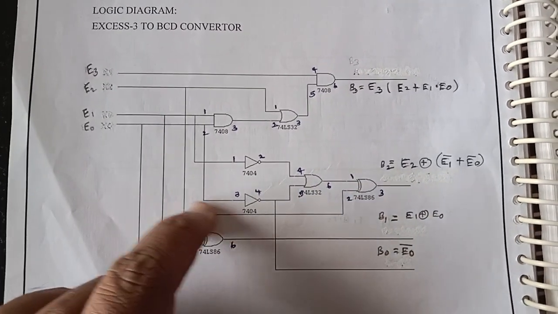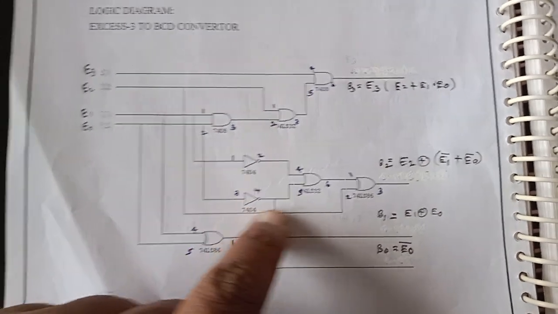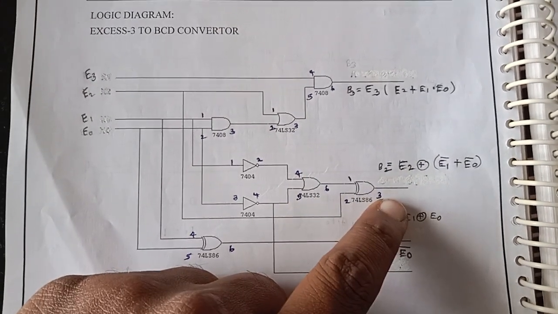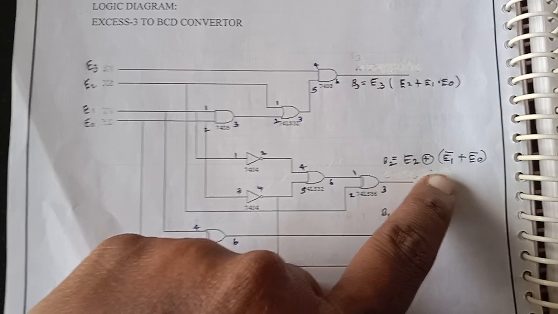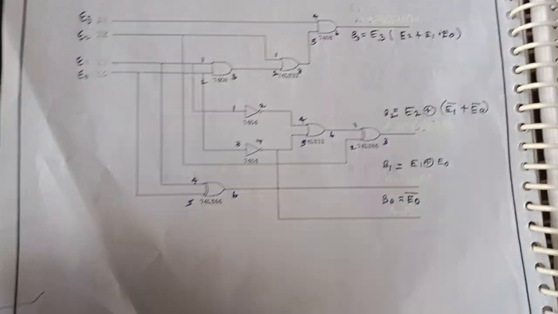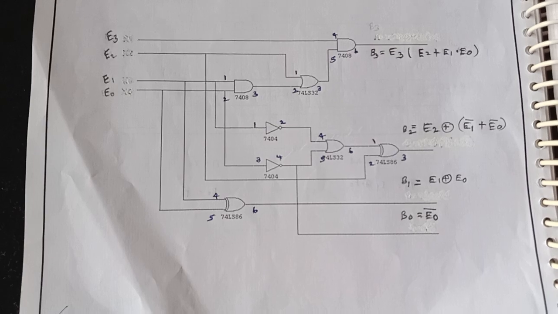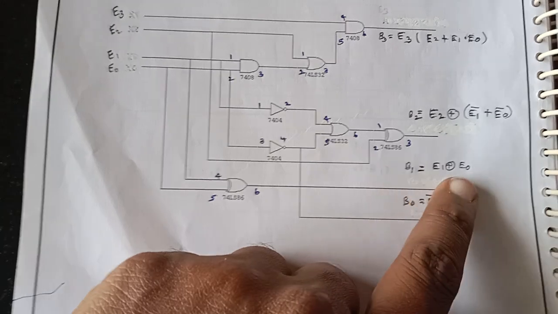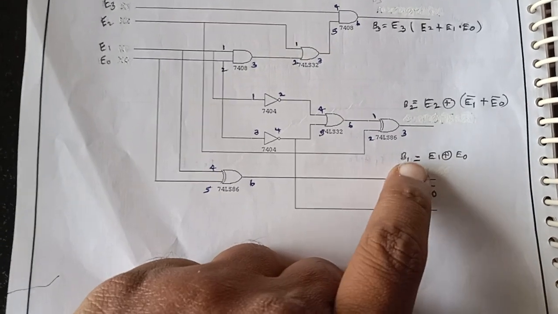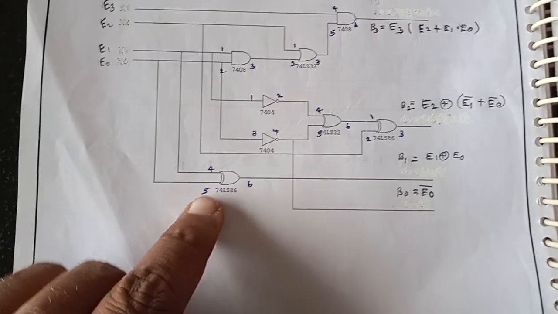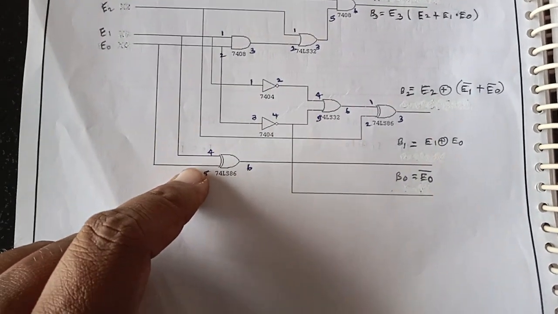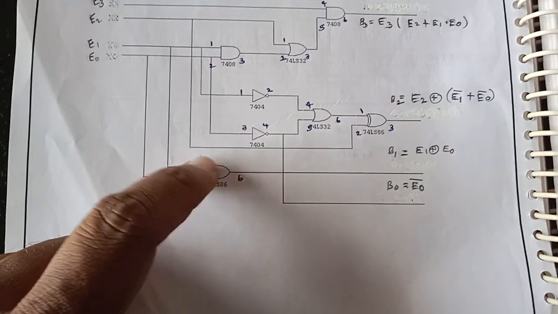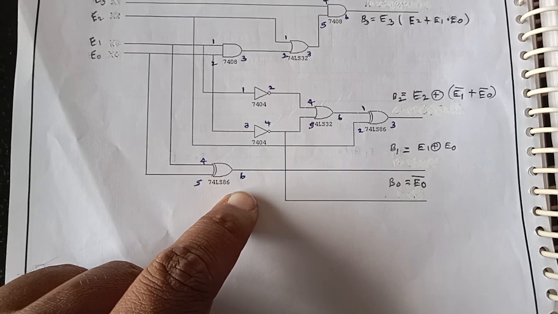So one more input for this expression is E2. E2 is directly given to pin number 2 of the XOR gate. So 1, 2 are the inputs, 3 is the output. So we are getting the output E2 XOR into E1 bar plus E0 bar. So next, the B1 expression. As per the truth table, B1 is equal to E1 XOR E0. So in this case I am going to use one XOR gate. So E1 is given to pin number 4, E0 is given to pin number 5. This XOR gate performs the operation E1 XOR E0.